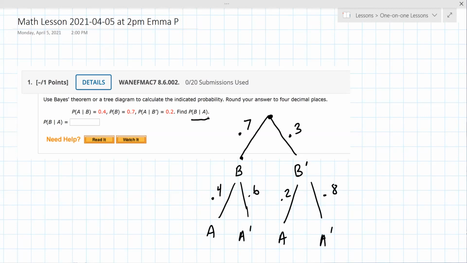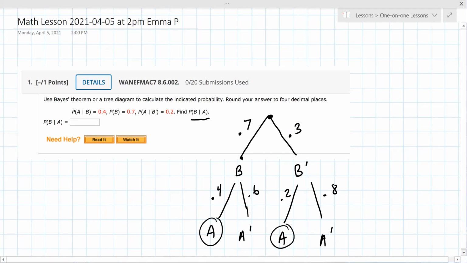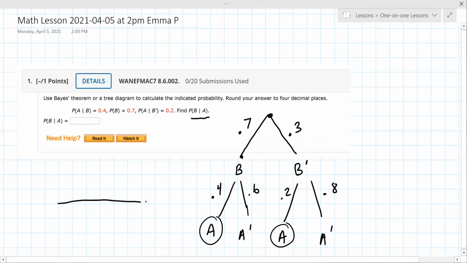So the probability of B given A, well, there's two places where you can get an A. Okay, and to get to those two places, so to get to this first A, it's 0.7 times 0.4. So that's going down this path. Plus, to get to this A over here, it's 0.3 times 0.2. And then we choose the one we want. We actually just want the one where you get B, and that's this one here. So B given A is this path. Because you get a B here, it's a not B. So it's 0.7 times 0.4.